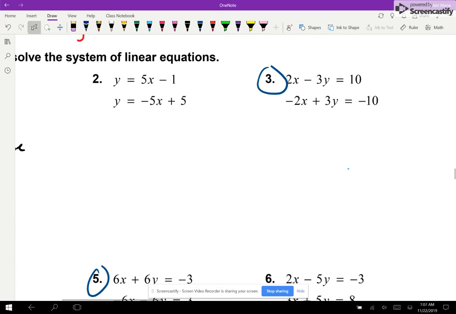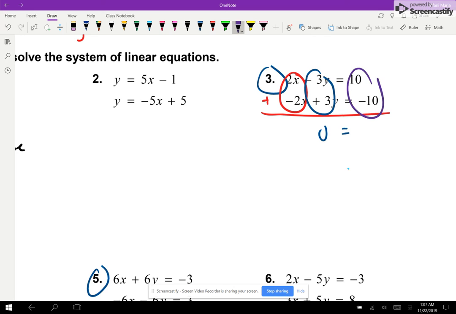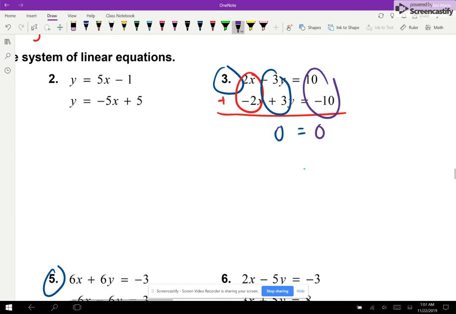If I'm looking at number 3, I see that both variables eliminate. So these eliminate, they make 0. These eliminate, they make 0. And then actually over on this side, I get 0 too. So 0 equals 0, that is definitely true. And that's infinitely many solutions.